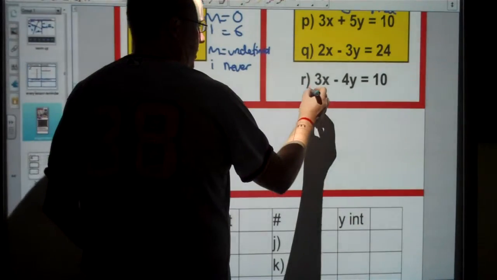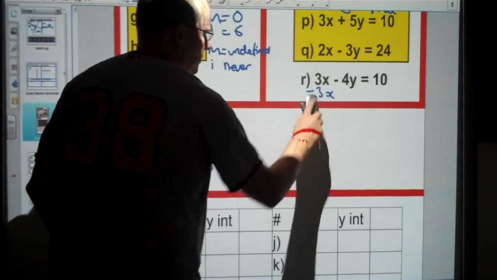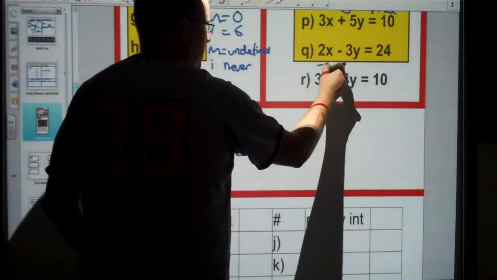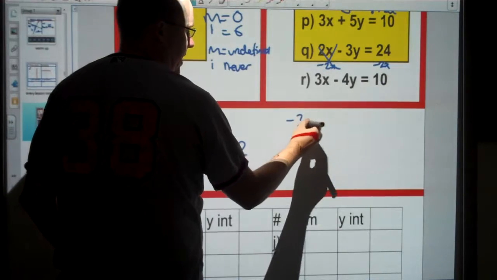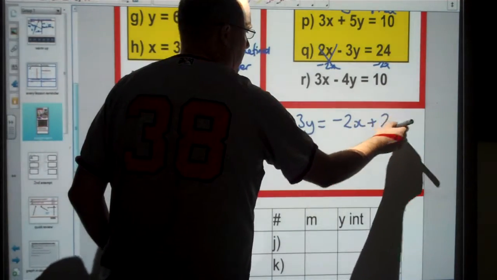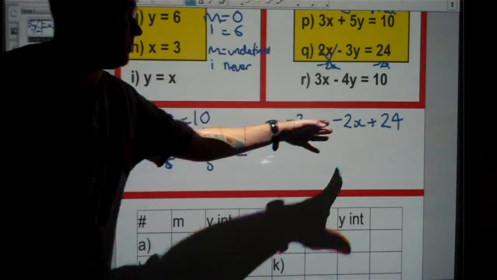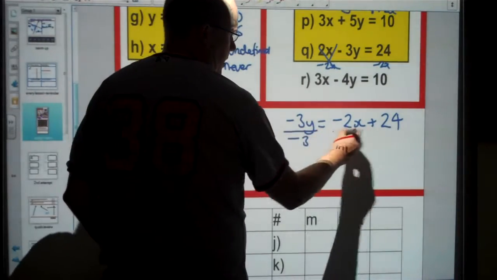For this one also I would need to subtract 2x this time. Oops, I'm looking at the wrong question. For q I would subtract 2x from both sides. So that cancels, and I get left with negative 3y equals negative 2x plus 24. Or you could put 24 minus 2x, I just prefer my x's to appear first. And then divide both sides by negative 3.